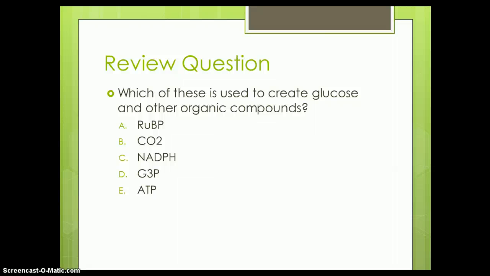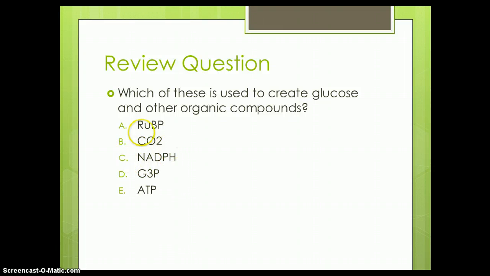So this is just a quick question to help you. We'll go over a couple of these things. Which of these is used to create glucose and other organic compounds? You have RuBP, CO2, NADPH, G3P, and ATP. Let's go through these. RuBP, if you remember, is the starting molecule of photosynthesis. If you don't have this, you cannot go through photosynthesis. Carbon dioxide is what is fixed in order to create glucose, and it comes from the atmosphere.